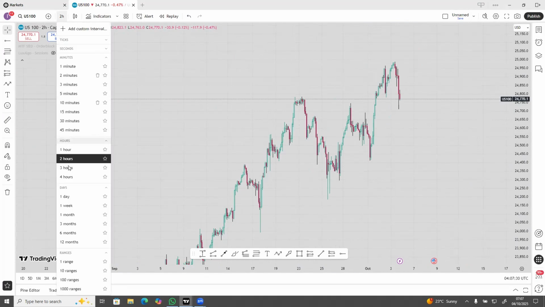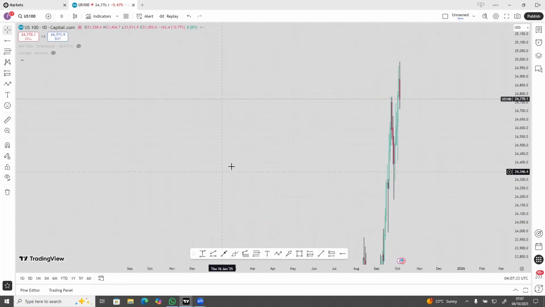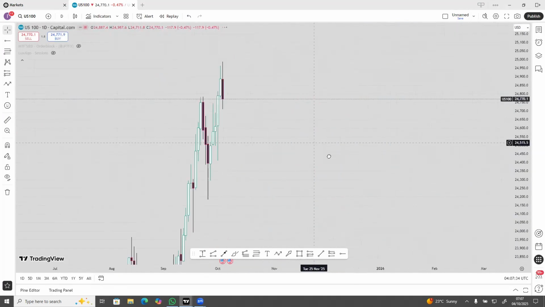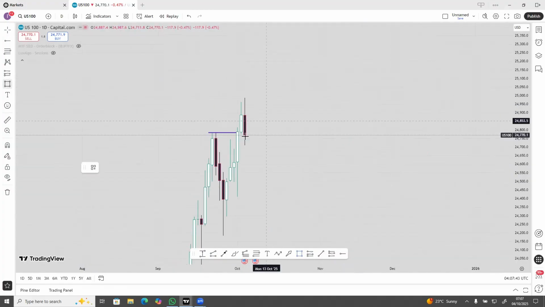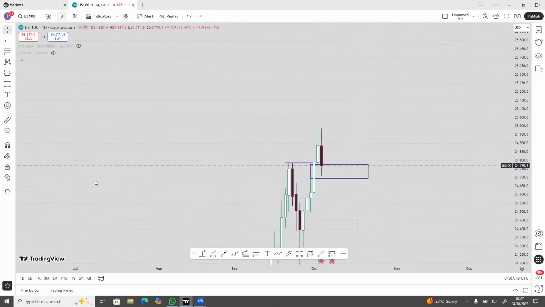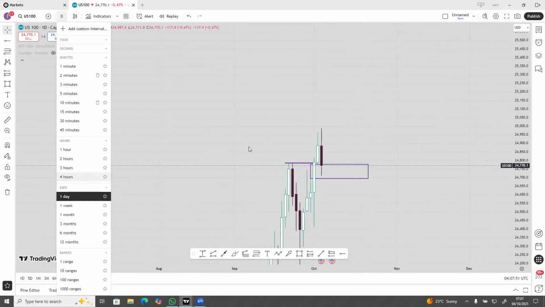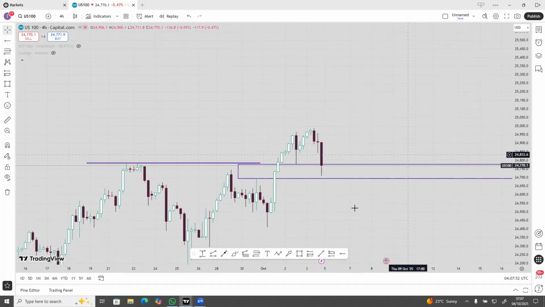So US 100, you can start with the daily. When you see a daily time frame, you can get a market structure like this. We have break of structure here, break of structure, and then we have FVG here. Right now, price is ranging on that FVG, so we expect a reaction from that particular FVG.